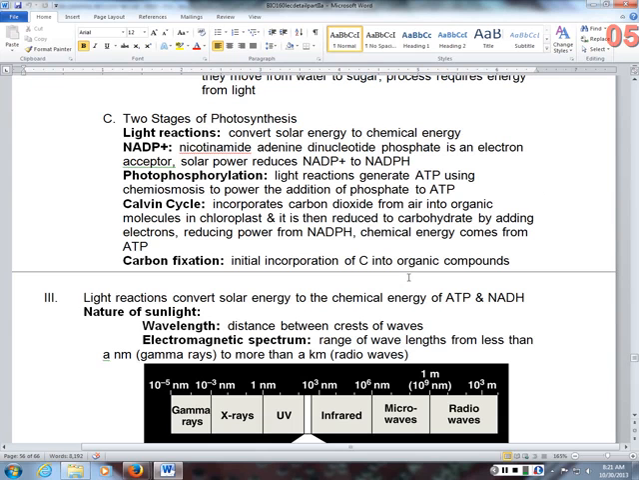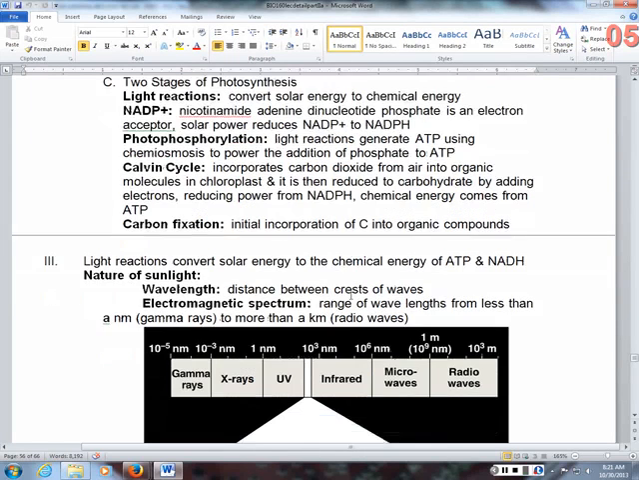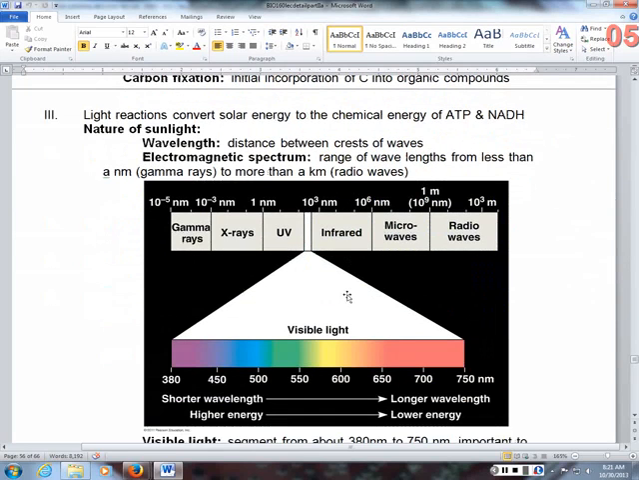So the carbon fixation is the initial incorporation of carbon into the organic compounds. So if we look at the light reactions in more detail, we've got sunlight, which is going to be a wave in there. All light is waves. And when you look at it, you've got the electromagnetic spectrum here.